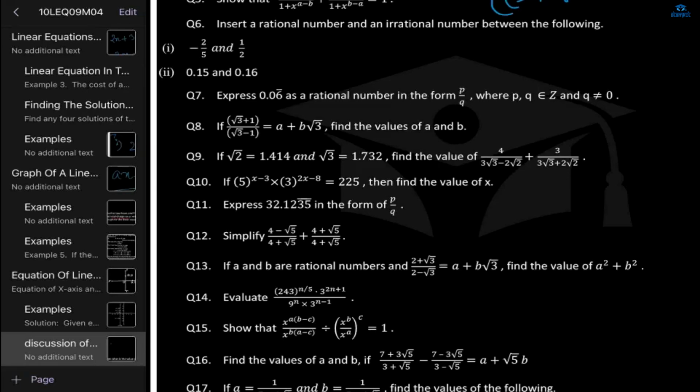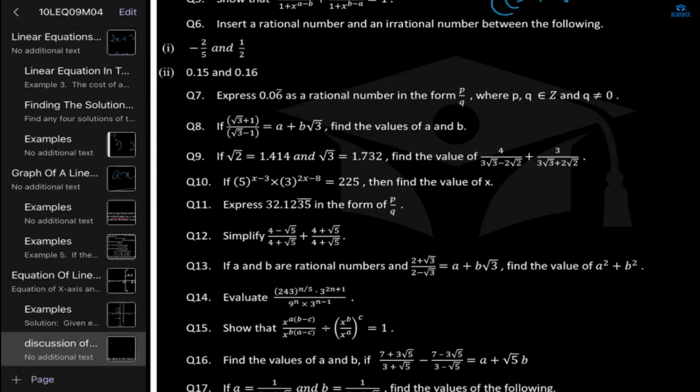Okay. Now, question number 9. If root 2 is 1.414 and root 3 is 1.732, find the value of 4 upon 3 root 3 minus 2 root 2 plus 4 upon 3 root 3 plus 2 root 2. Now, here if you take the LCM, you can see it is of the form a plus b, a minus b. So the denominator will be a square minus b square. And in the numerator also, what will you get? The numerator will be 4 multiplied by 3 root 3 plus 2. The final answer, I am telling you, is 2.06316.